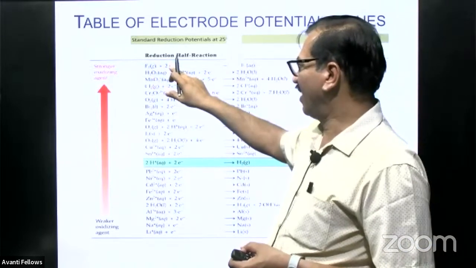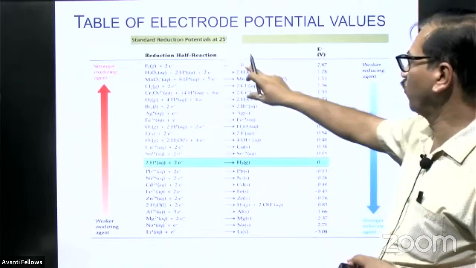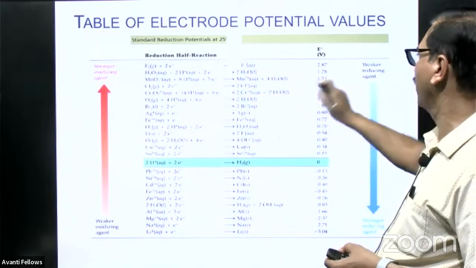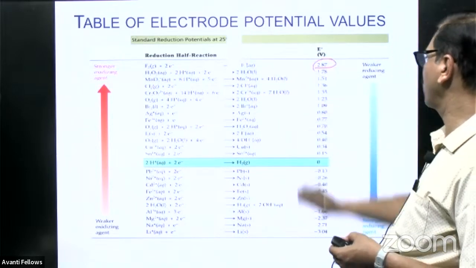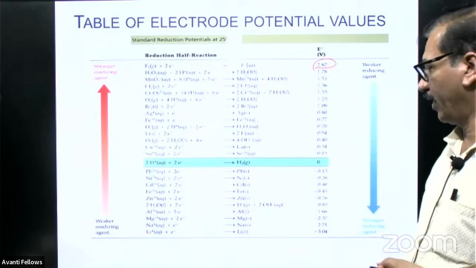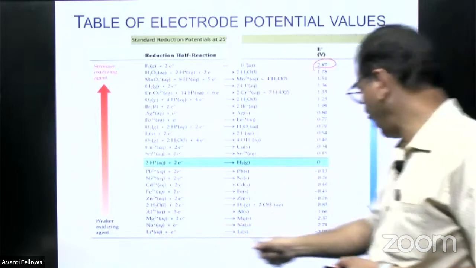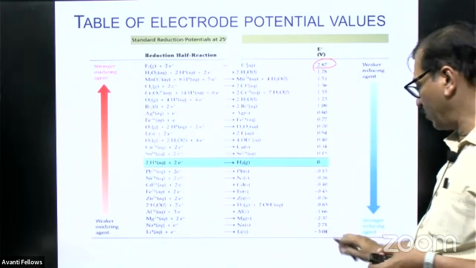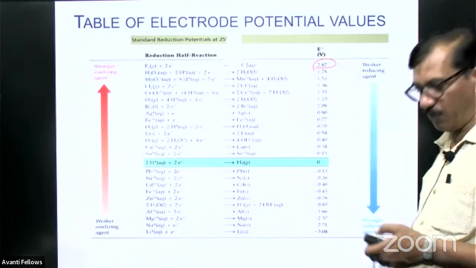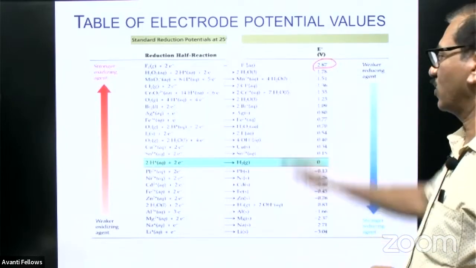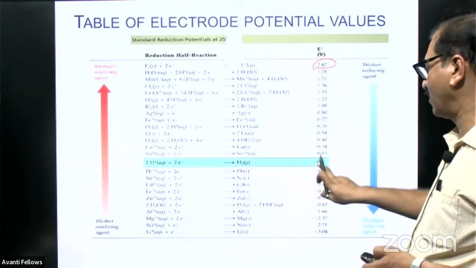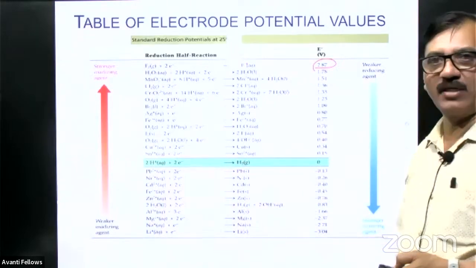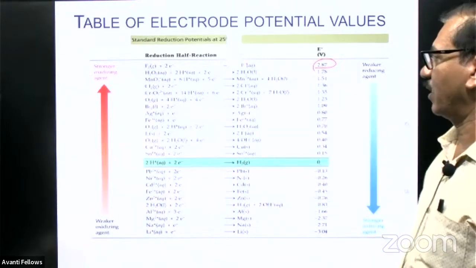Fluorine undergoing reduction to give fluoride ion, F minus, has the highest value, 2.87. The one which is very low is lithium ion undergoing reduction, at minus 3.04. Other species are also given. Hydrogen is considered as 0. It is there in the middle.